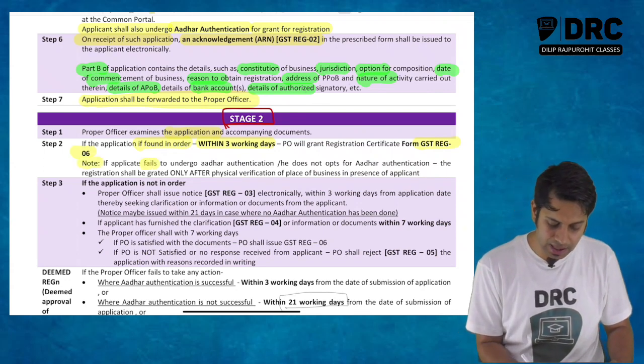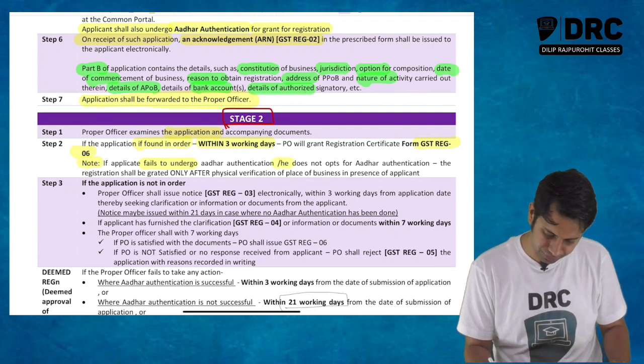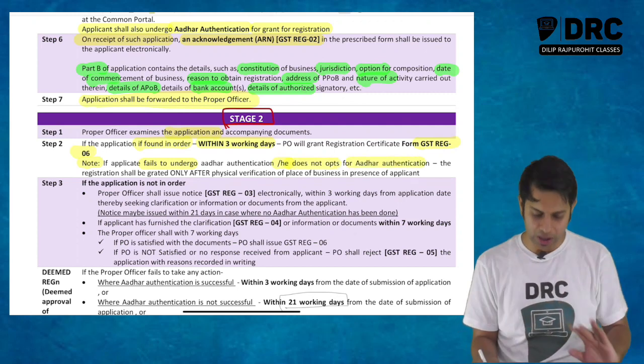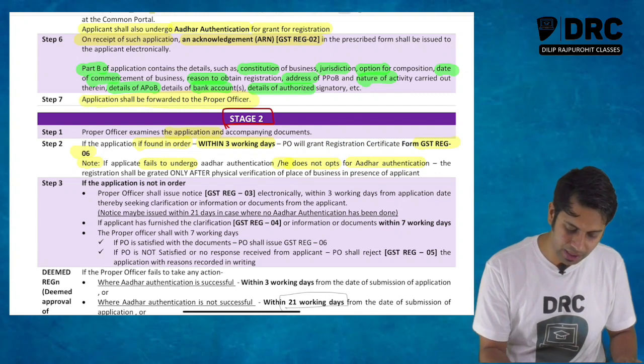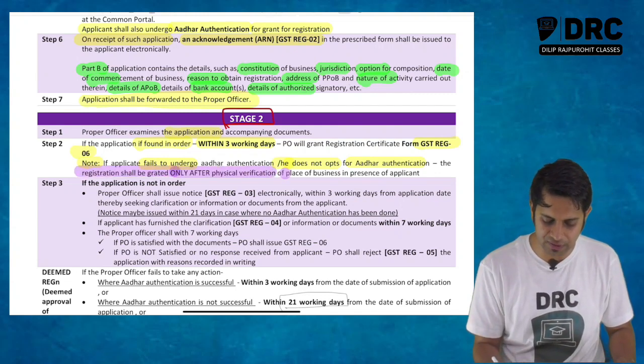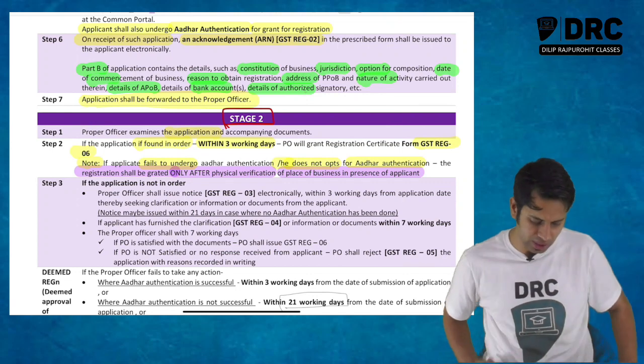Note, if the applicant fails to undergo Aadhaar authentication, or does not opt for Aadhaar authentication, then what will happen? Then the registration shall be granted only after physical verification of the place of business, the premises. Only after physical verification will I give you the registration.